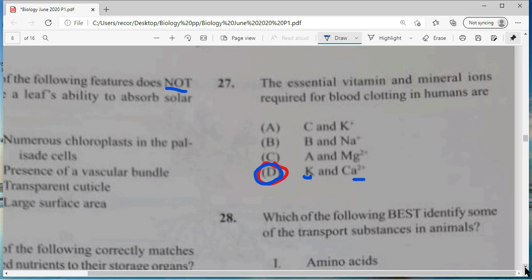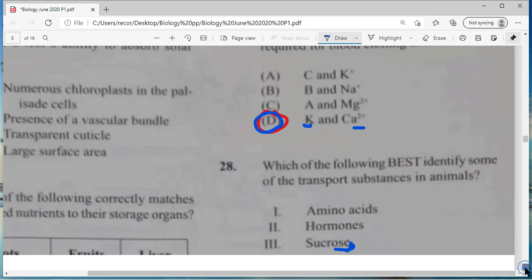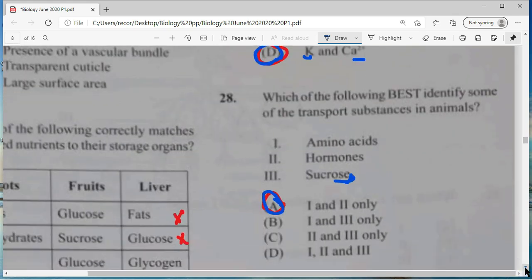Let's look at 28. Which of the following best identifies some of the transport substances in animals? This is not so difficult, as we're looking at amino acid, which is pretty much the smallest part of protein, and of course we're looking at hormones, which are chemical messengers which are transported in the blood. Sucrose is not transported, it is actually glucose that is transported. So our answer here is of course 1 and 2. A is going to be our response for 28.